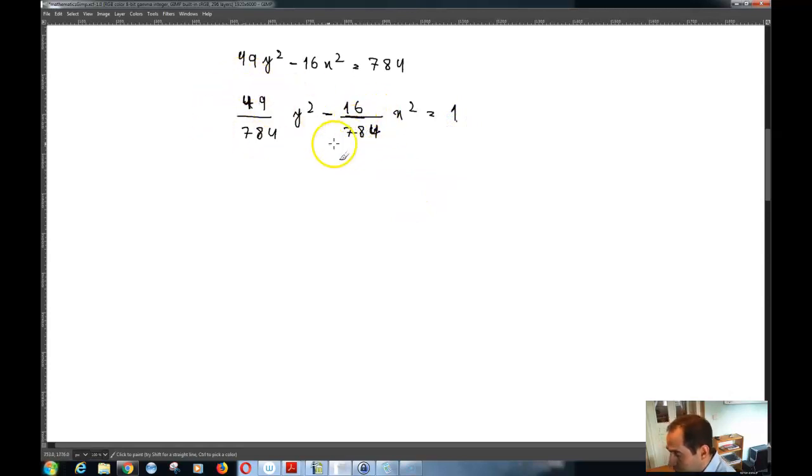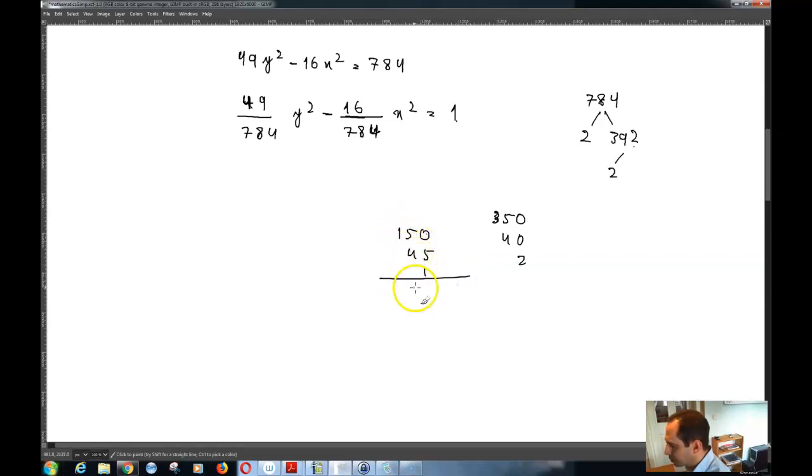Now to simplify this, we need to know what 784 is. 784 is 2 times 392. 392 is 2 times 196. And 196 is 2 times 98. And 98 is 2 times 49. And that is of course 7 times 7.